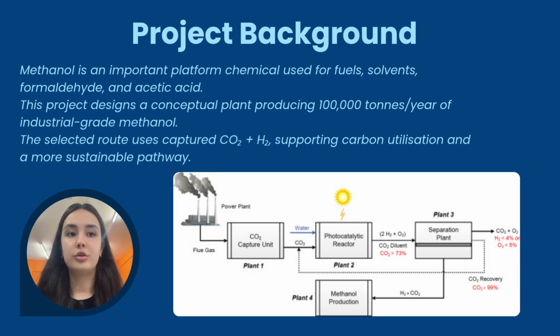Methanol is an important chemical, widely used to produce fuels, solvents, acetic acid, and many other products. In our project, we designed a methanol production plant with a capacity of 100,000 tons per year. Instead of using the traditional method that depends on fossil-based gas, we selected a more sustainable route, which is to capture CO2 and use hydrogen to produce methanol.